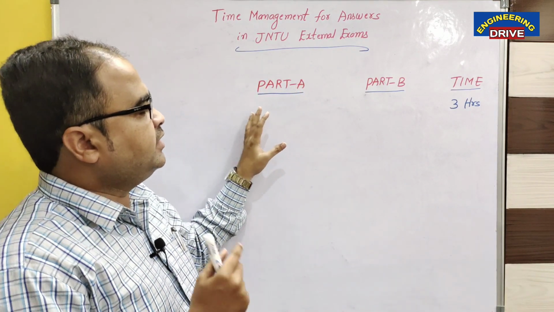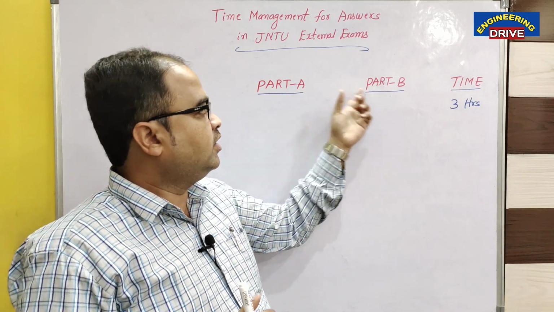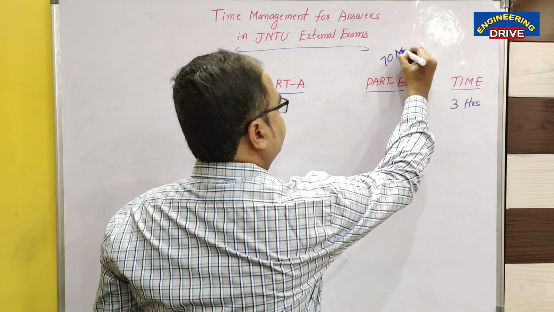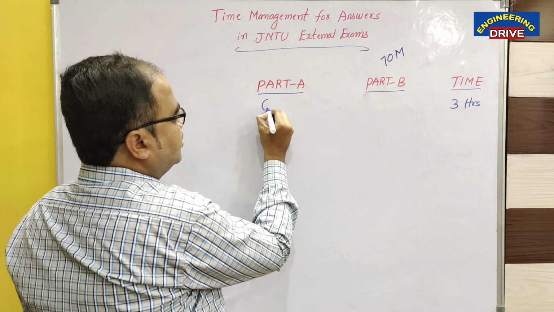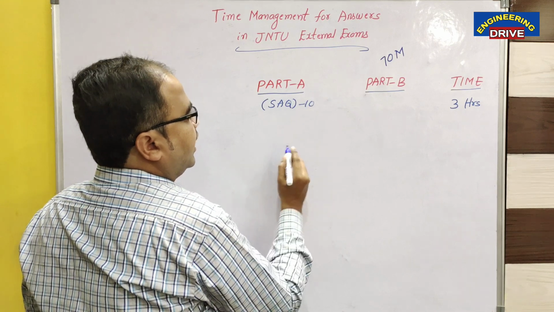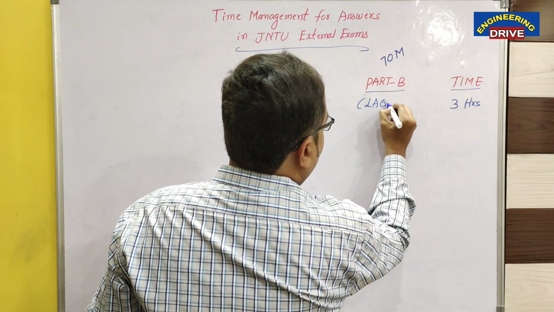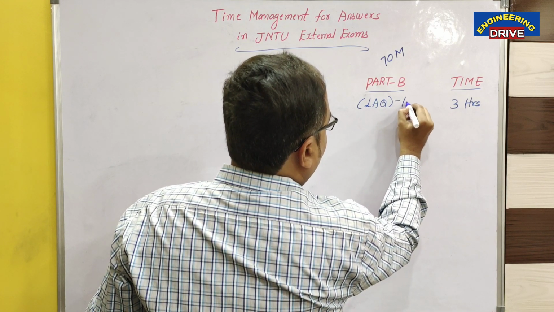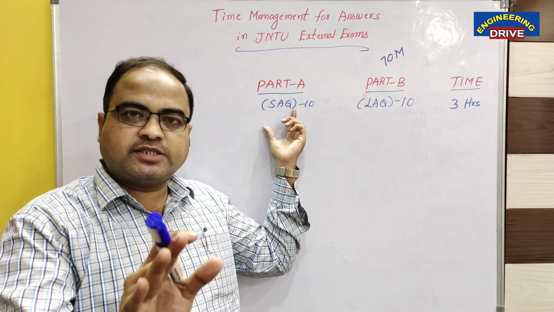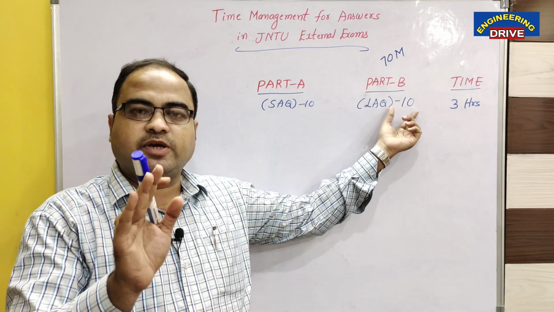So you know that in JNTU Anantapur, in BTech, we have part A as well as part B, which is totally for 70 marks. How many marks? 70 marks. Now in part A, the university will give 10 short answer questions. And in part B, the university will give long answer questions. How many long answer questions will be given? 10. In part A, 10 short answer questions will be given. In part B, 10 long answer questions will be given.